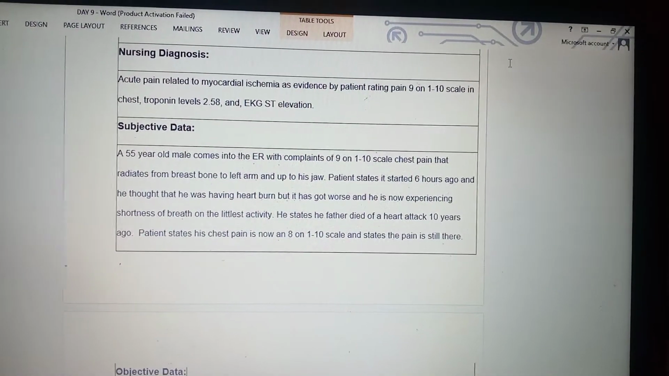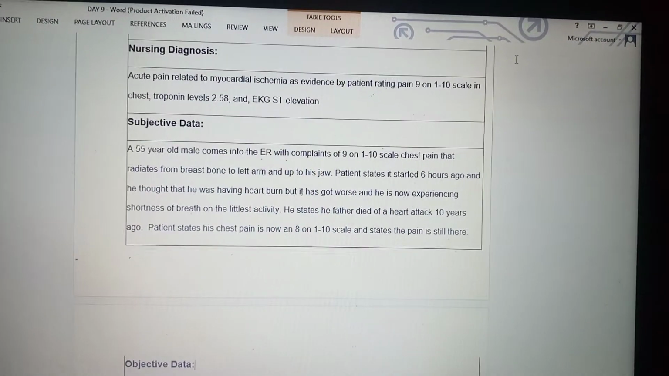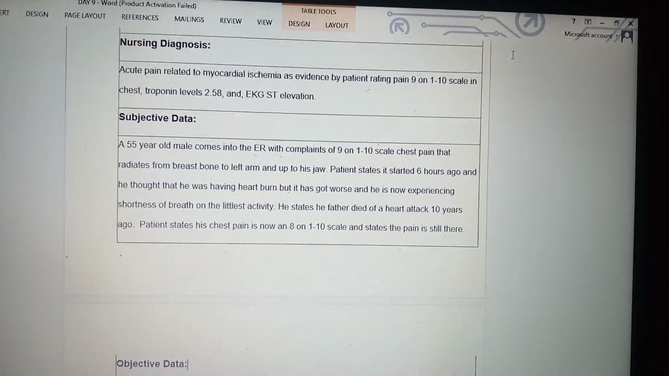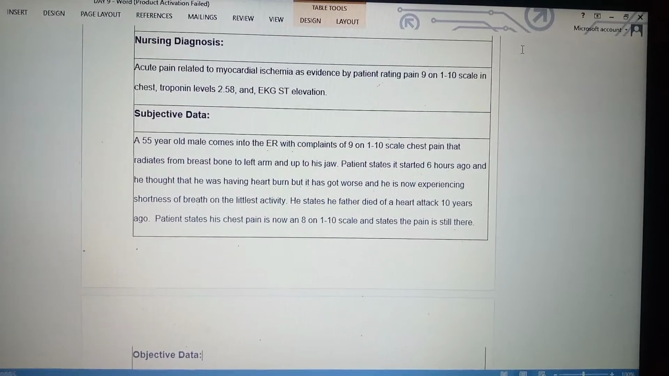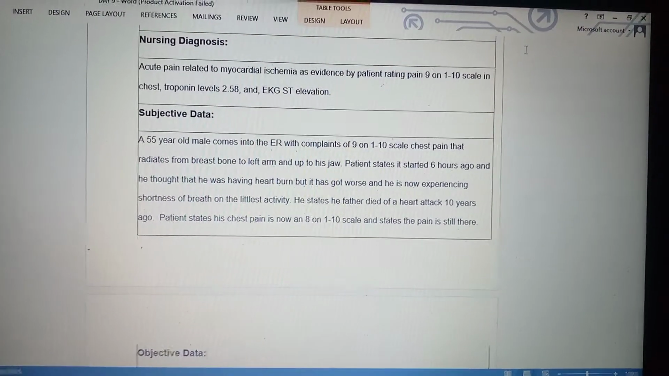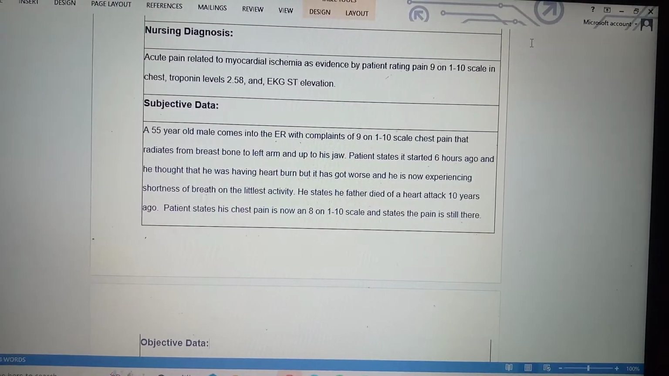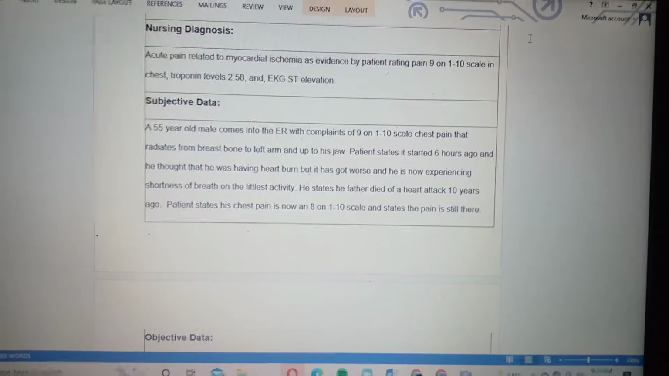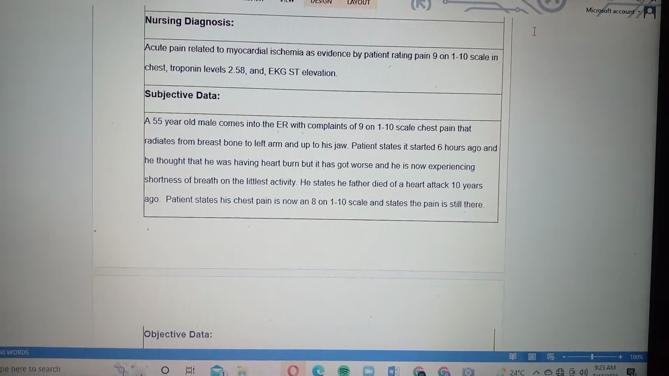The nursing diagnosis: acute pain related to myocardial ischemia as evidenced by patient rating pain 9 on a 1 to 10 scale in the chest, troponin level 2.58, and EKG ST elevation.